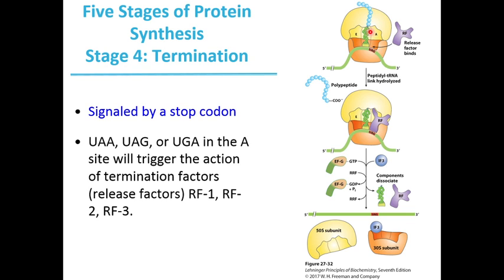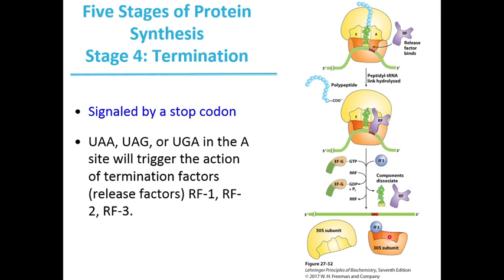Now, once this hydrolysis happens, the polypeptide is released from the 70S ribosome. Once the polypeptide is released, finally the mRNA and the deacylated tRNA are also released from the ribosome, and finally the ribosome dissociates into two different subunits, the 30S and the 50S subunits. Now this is aided by ribosome recycling factors.